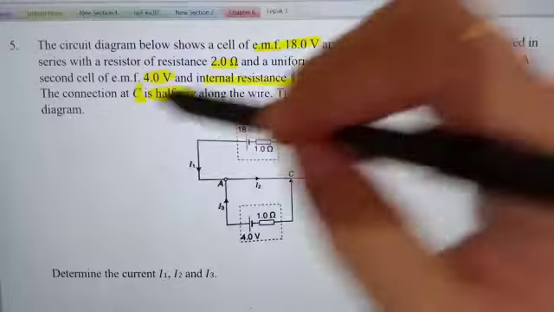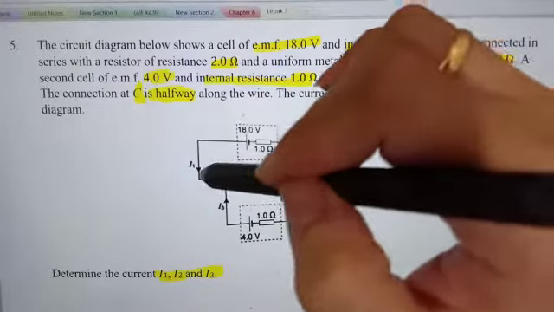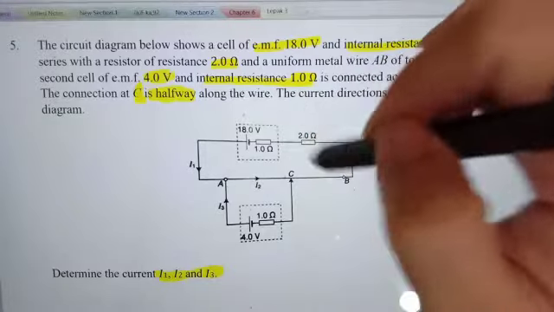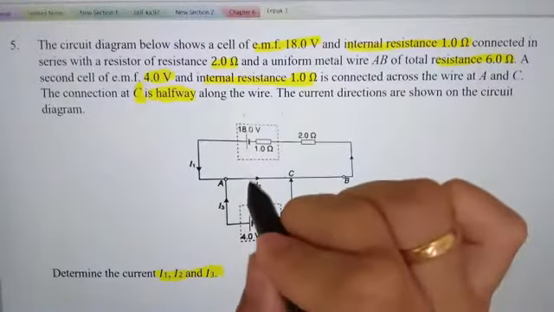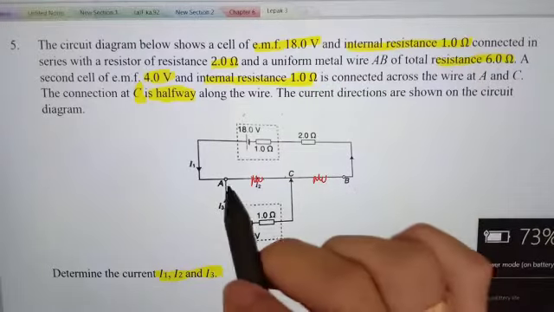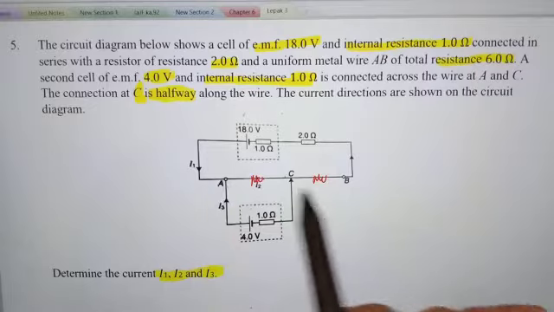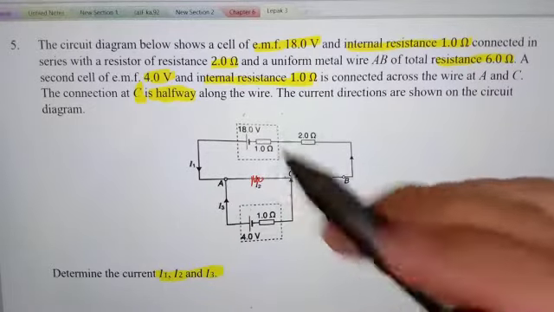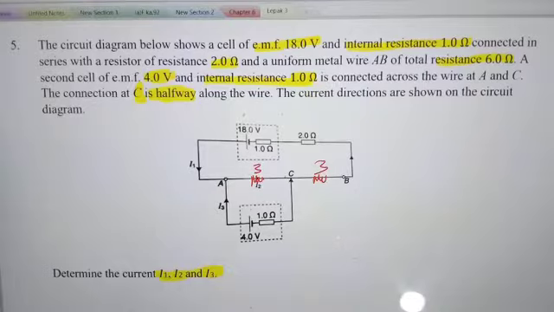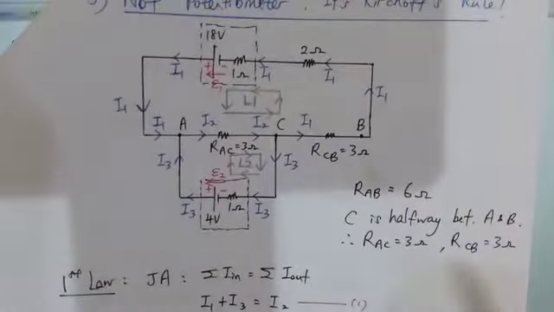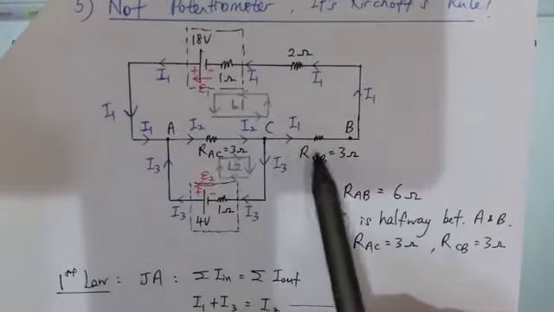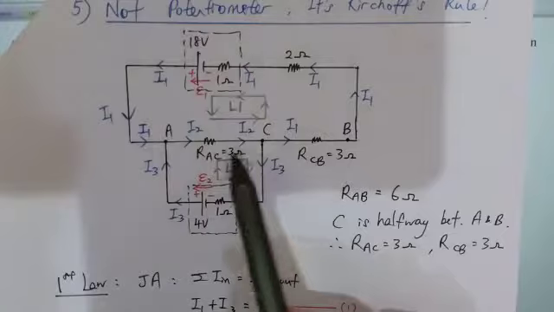The current direction is shown in the circuit below. Determine the currents I1, I2 and I3. C is halfway, so AB is cut into two halves. Since the total resistance AB is 6 ohm, divided into 2, the resistance RAC is 3 ohm and RCB is also 3 ohm.